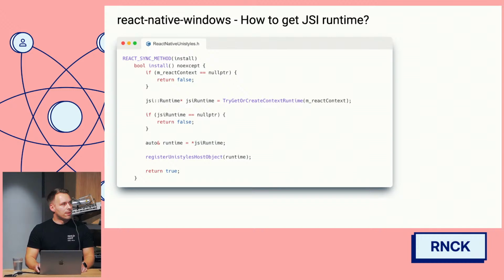Now, the last part that took me too long is how to get JSI runtime in React Native Windows. It's not that easy. I had to dig into the React Native Windows code and find this mystic function, tryGetOrCreateContextRuntime. From there you will get the JSI runtime, and if it's available, you can get it. Later you can install your host object, inject something to global, and make everyone happy with always up-to-date Unistyles runtime.